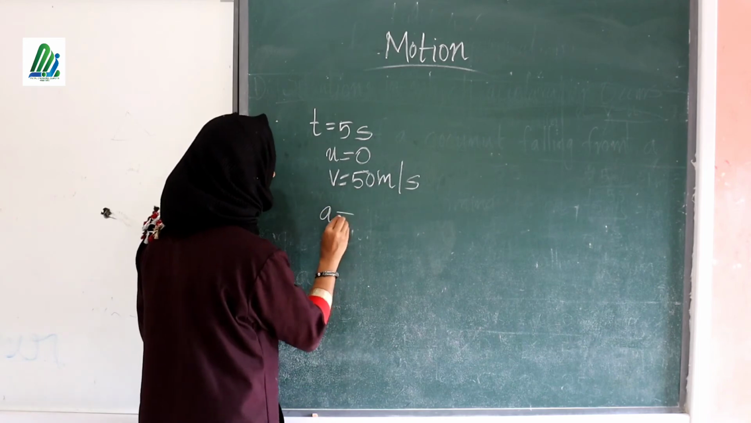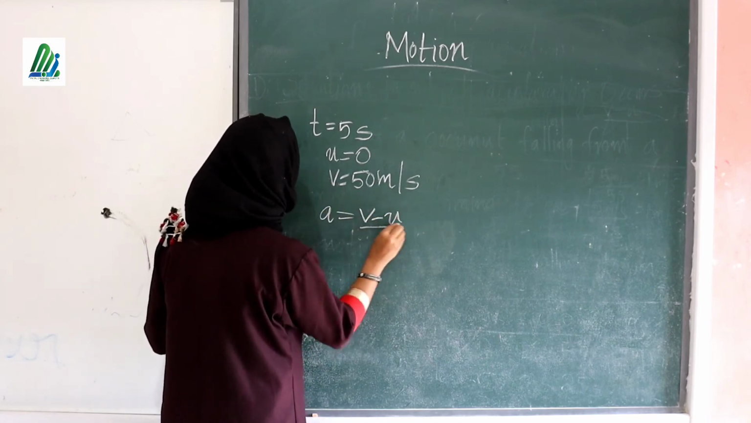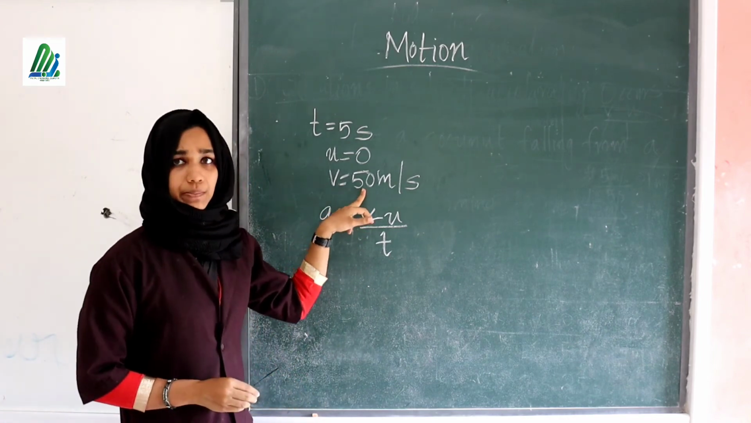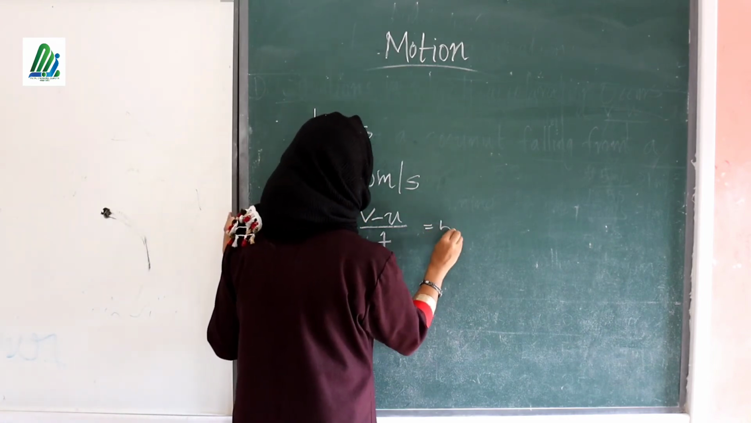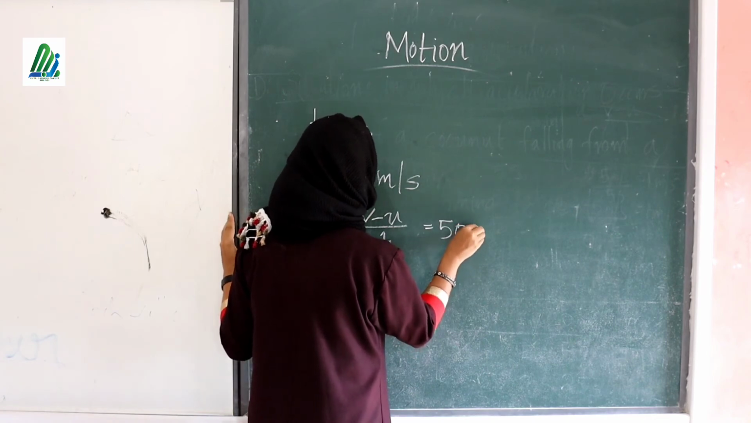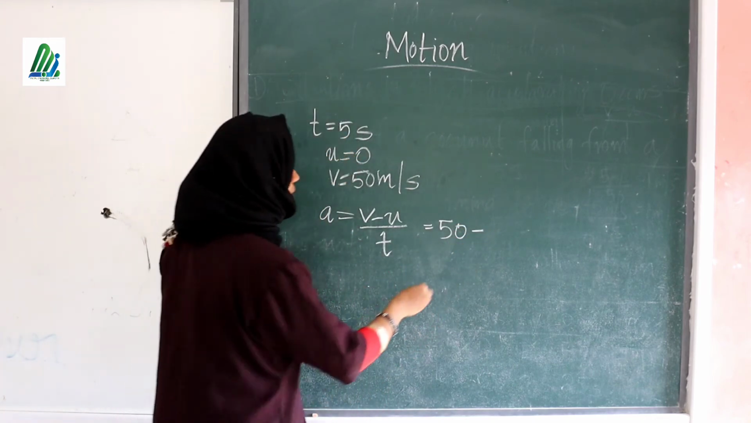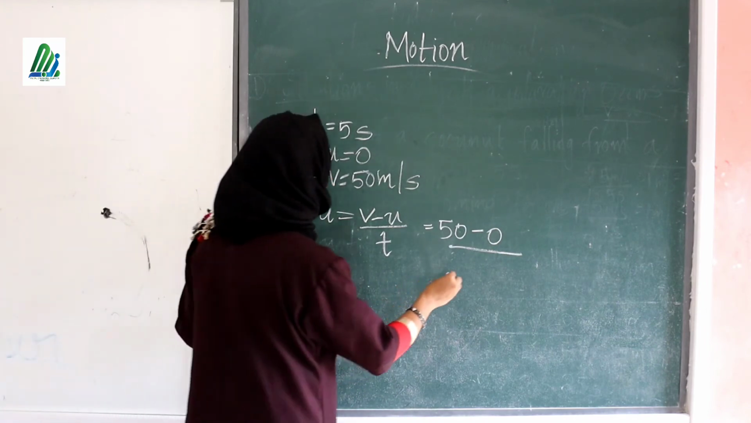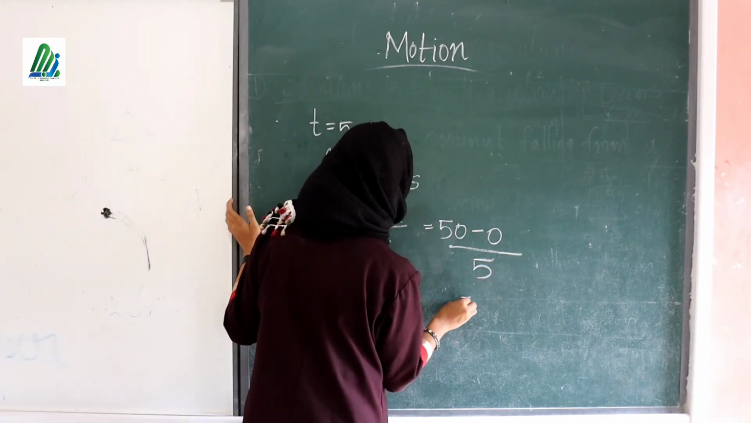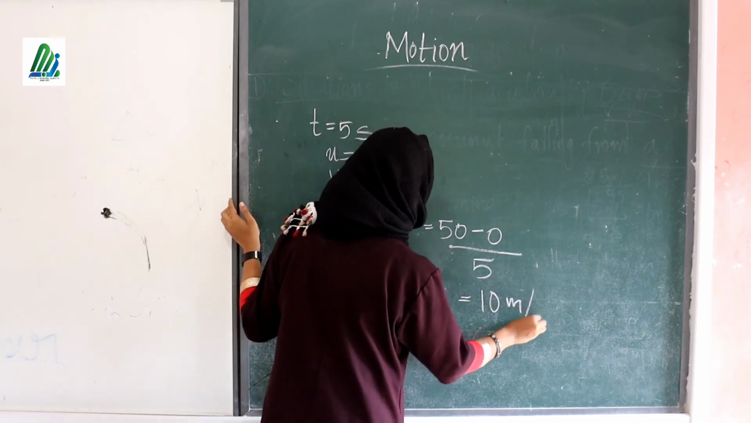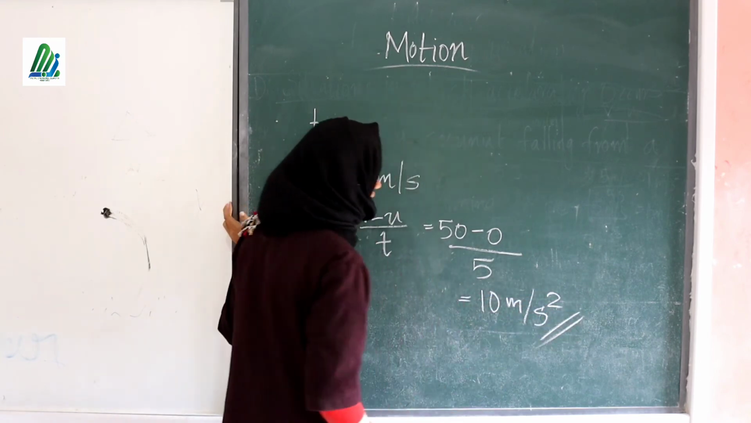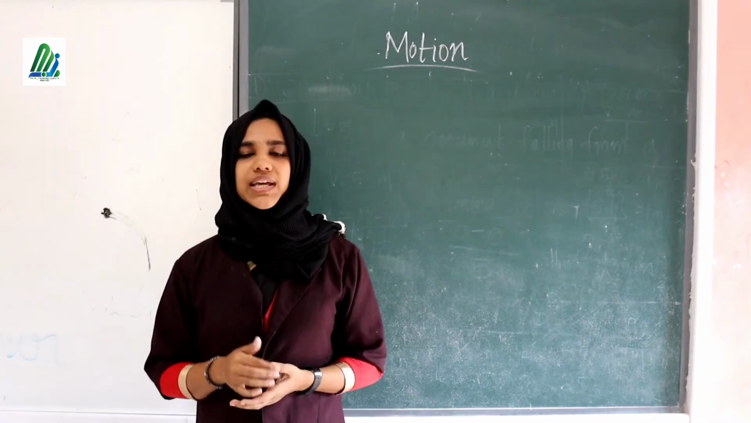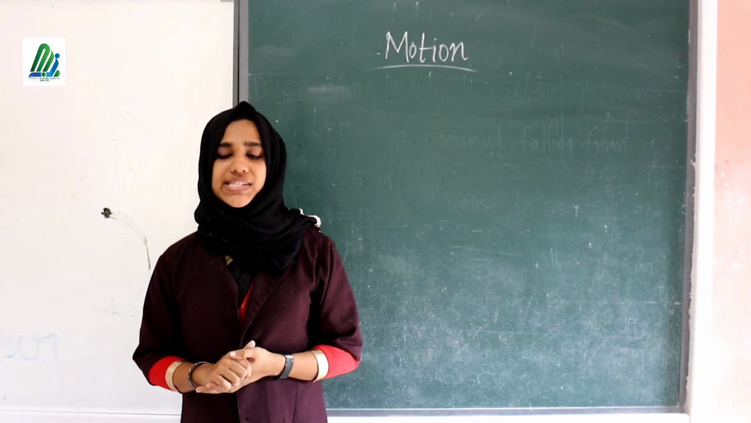We have an equation for finding acceleration, that is a is equal to v minus u by t. Here v is 50 meter per second, you can substitute it, and u is 0, divided by t, which is 5 seconds. So we will get 10 meter per second square. The acceleration is 10 meter per second square. Is it clear?